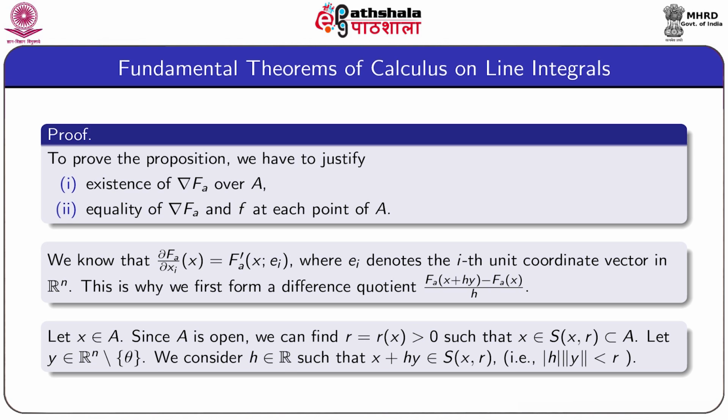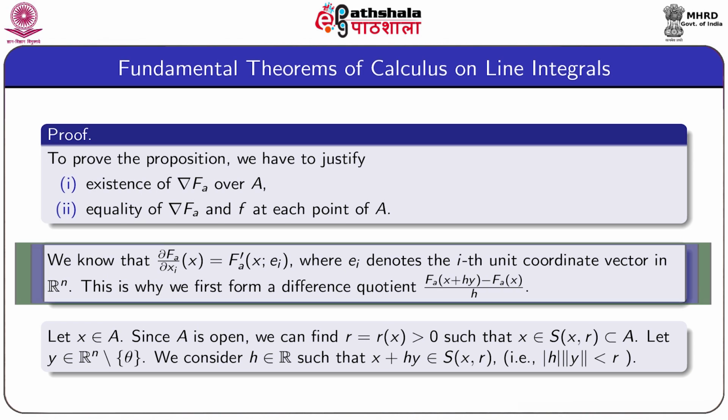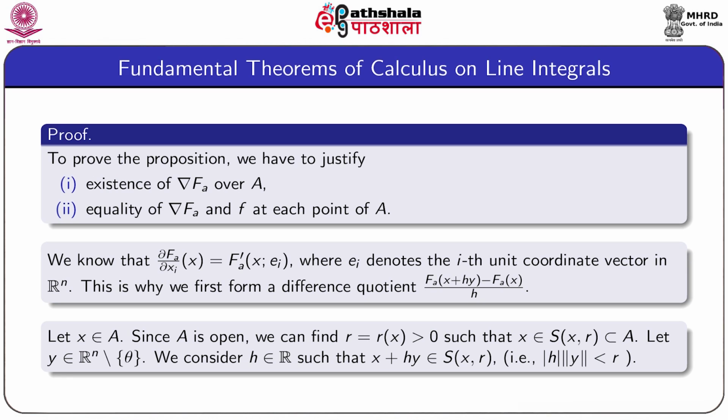Proof: to prove the proposition, we have to justify two things. First, existence of grad F_a over the set A. Number 2, equality of grad F_a and small f at each point of the set A. We know that the partial derivative ∂F_a/∂x_i at x equals F_a'(x; e_i), the directional derivative, where e_i denotes the ith unit coordinate vector in R^n. This is why we first form a difference quotient (F_a(x + hy) minus F_a(x)) divided by h.